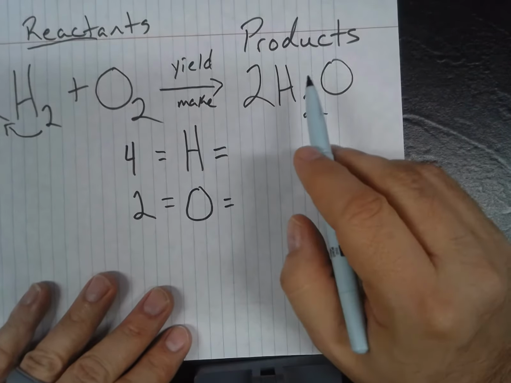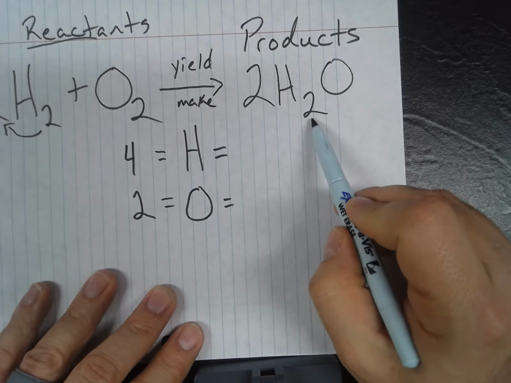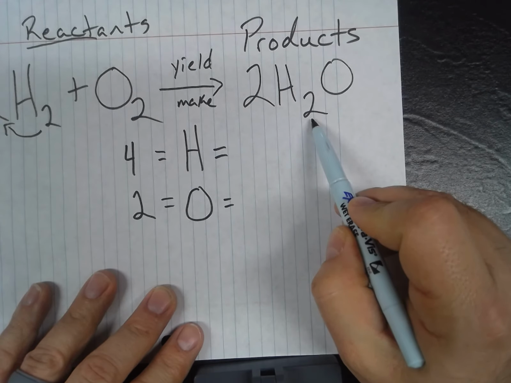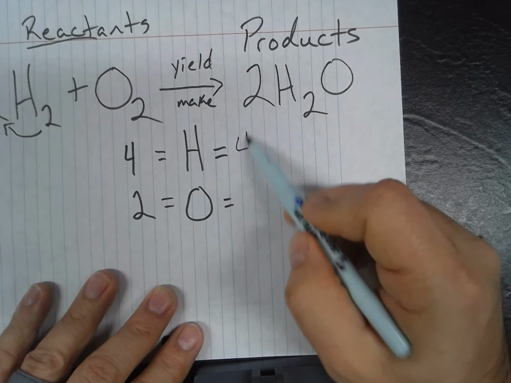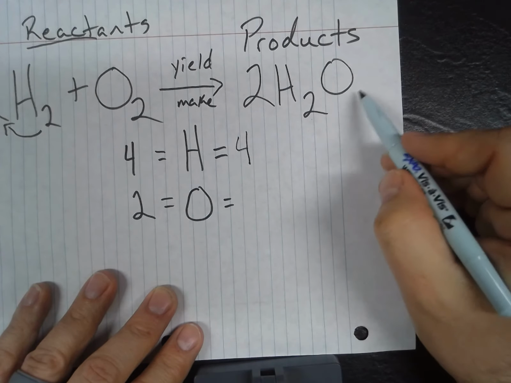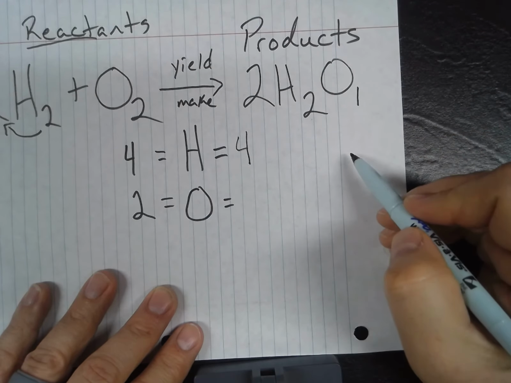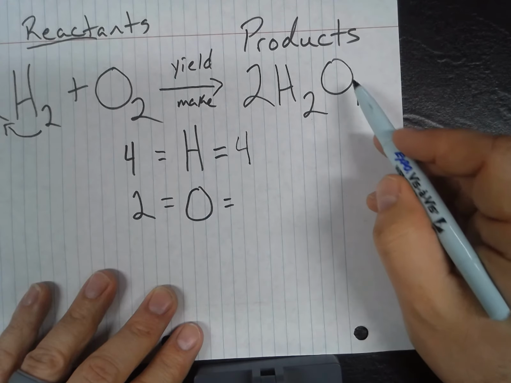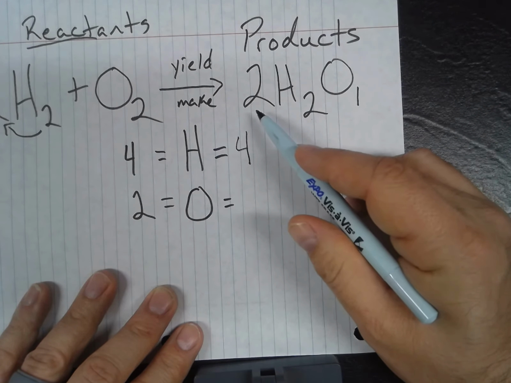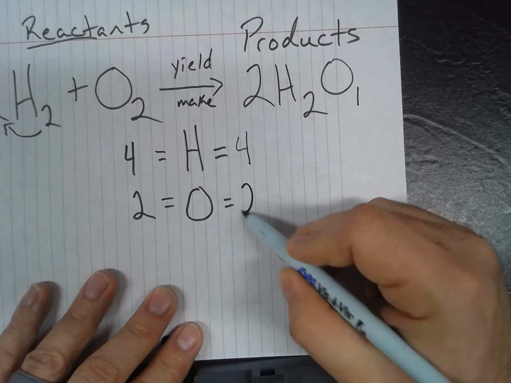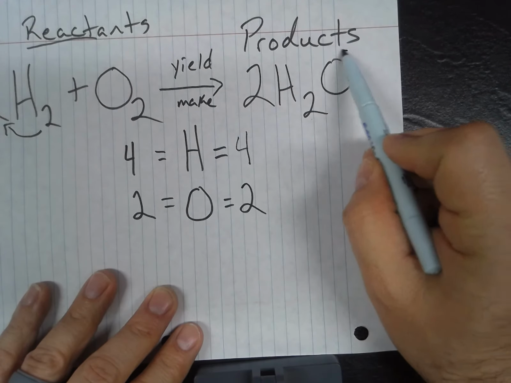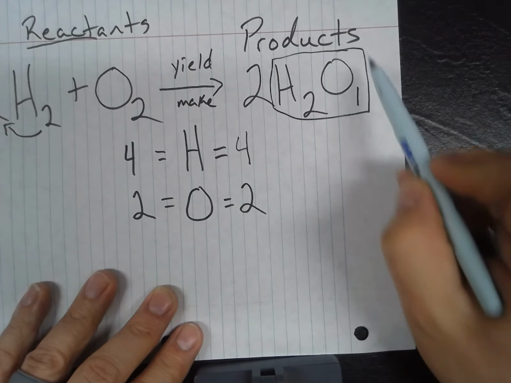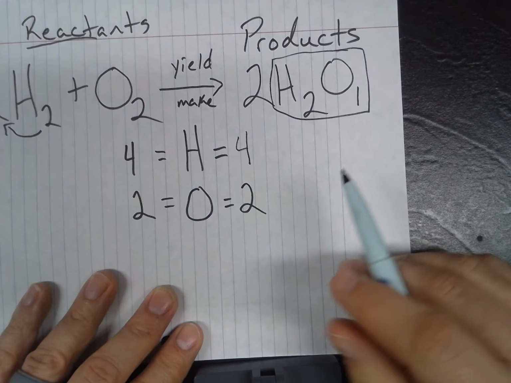So now I'm going to look at the product side. I have 2 atoms of hydrogen, but I multiply by the coefficient, and I get 4. Remember, if there is no subscript, it's a 1. 1 atom of oxygen, and I multiply by the coefficient. The reason I multiplied is because this is all together in a compound, and this one was separated.